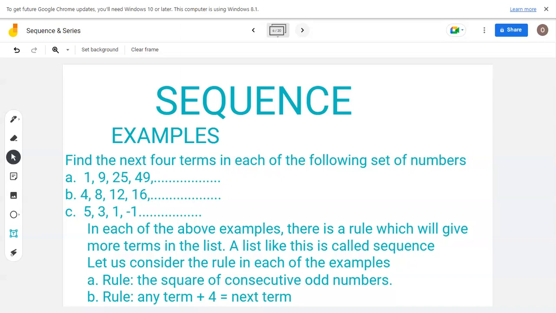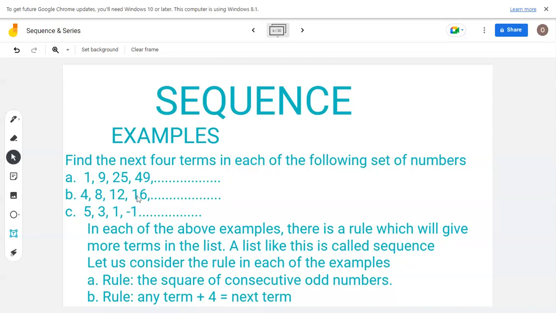For A, the rule is the squares of consecutive odd numbers. 3 squared gives us 9, the next one, 5 squared, is 25, and 7 squared is 49. For B, the rule is plus 4 to give the next term. Plus 4 gives us 8, plus 4 gives us 12, and plus 4 gives us 16.